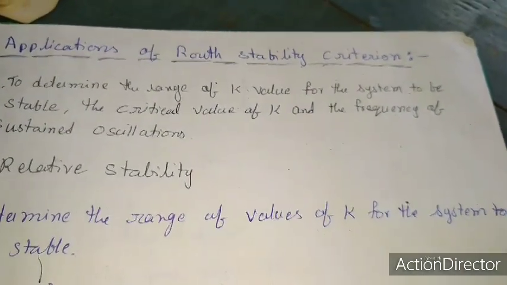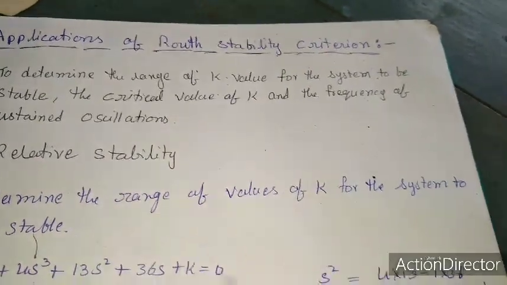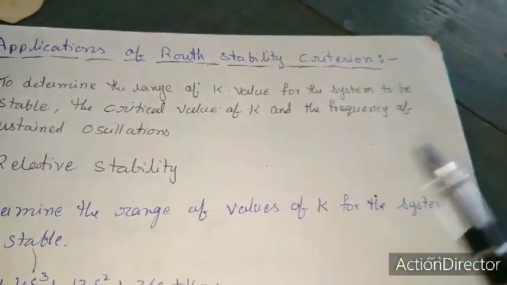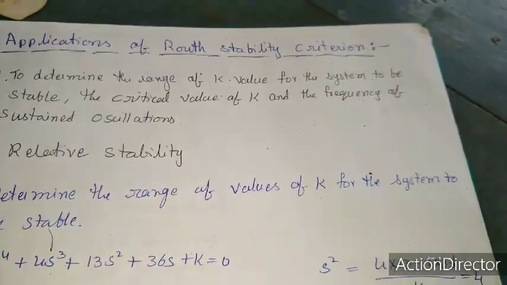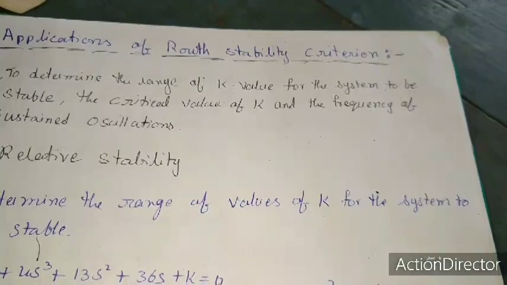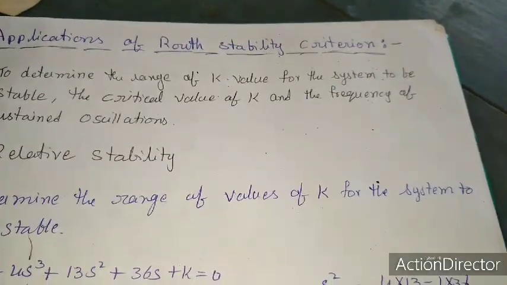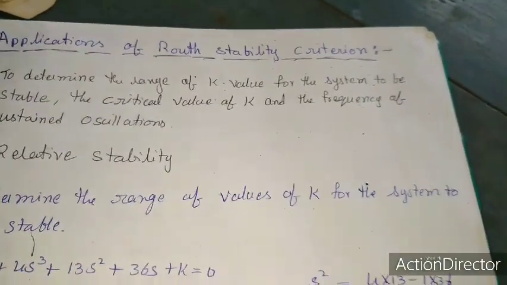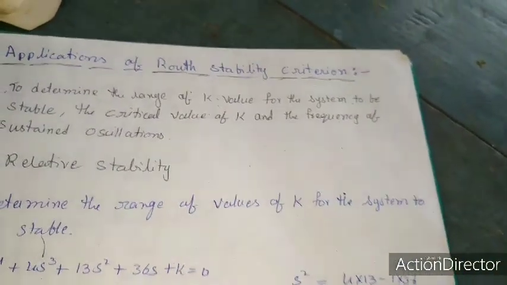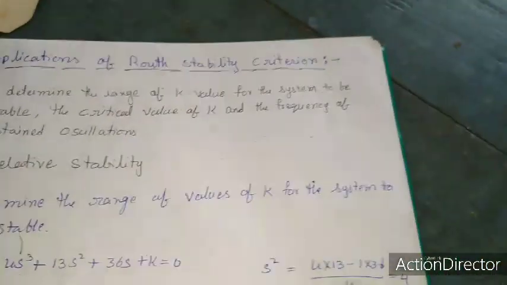So good morning everyone. Today we are going to discuss the last topic of third module, that is applications of Routh stability criteria. As we know, we use Routh stability criteria to find out the stability of a closed loop control system based upon the location of the roots. So here we have two more applications which are basically used by using Routh stability criteria.